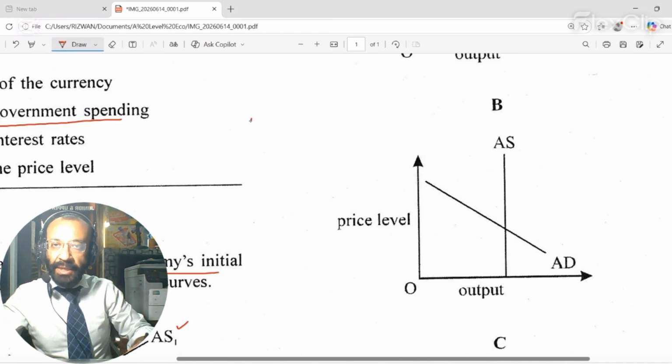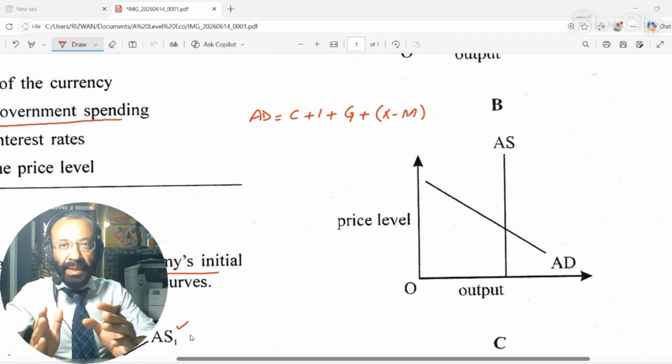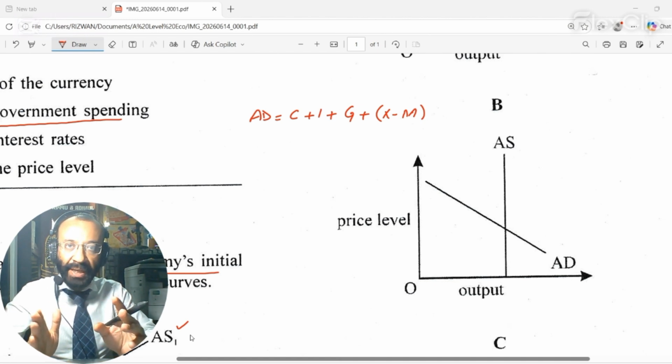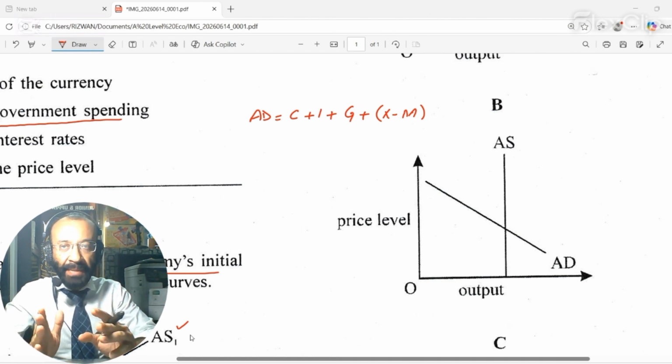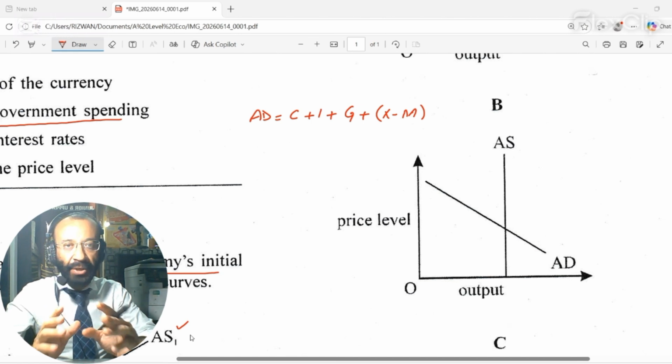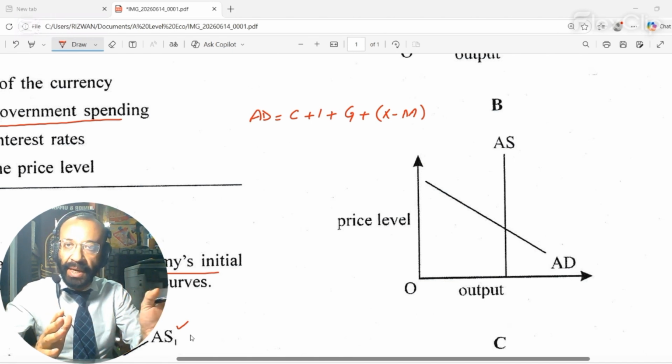Because the aggregate demand is equal to C plus I plus G plus X minus M, an increase in the government expenditure, that is represented by G, is an expansionary fiscal policy, because government expenditure is a major component of the aggregate demand. An increase in G will cause the aggregate demand to shift to the right.